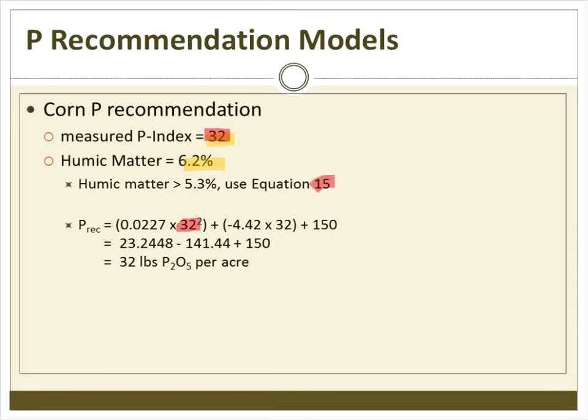Actually, you know what? This should say equation 16. Yeah, that's the coefficient coming out of the equation. Those are the coefficients coming out of the equation. So you do the math, and what you figure out is you have 32 pounds of P2O5 per acre required.